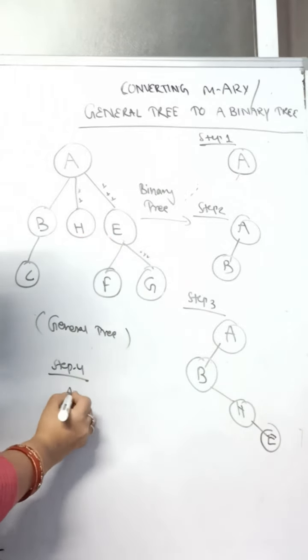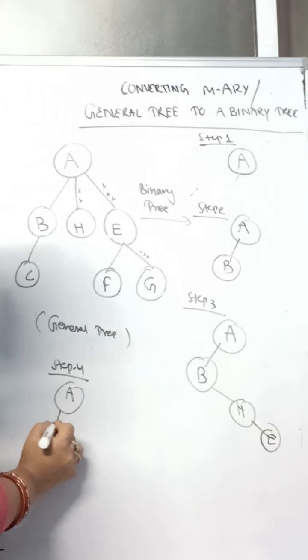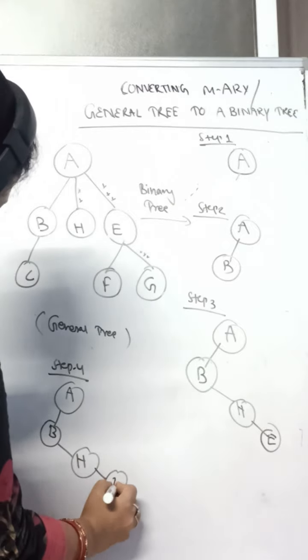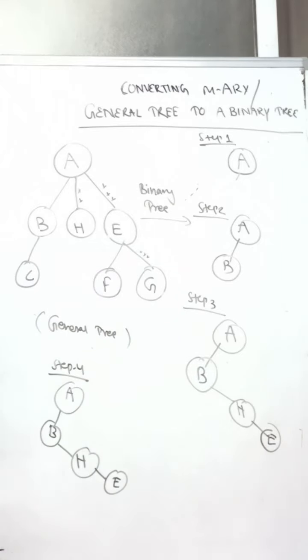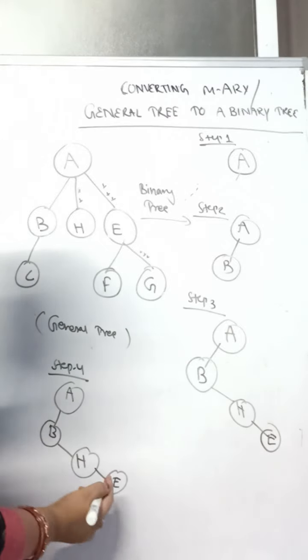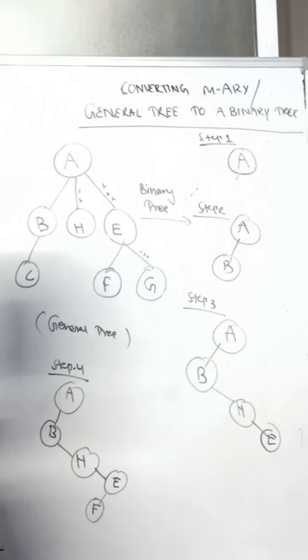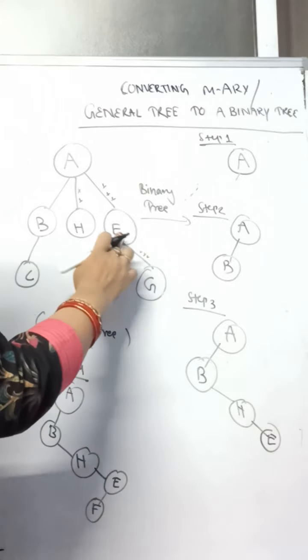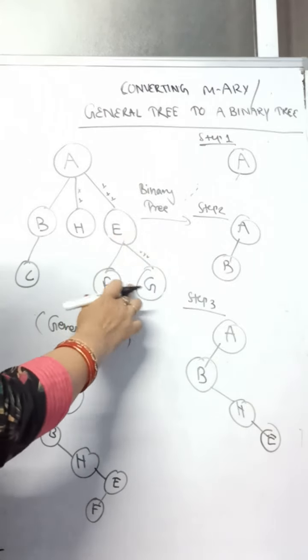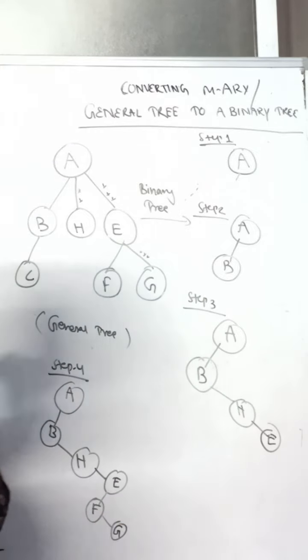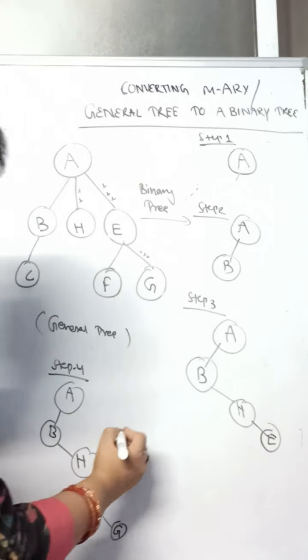Okay, A, B, H, E. Then E's left child is F. You have to keep it. Then I have to cut the link. Then G becomes the right child of H. Okay, this is my found binary tree.